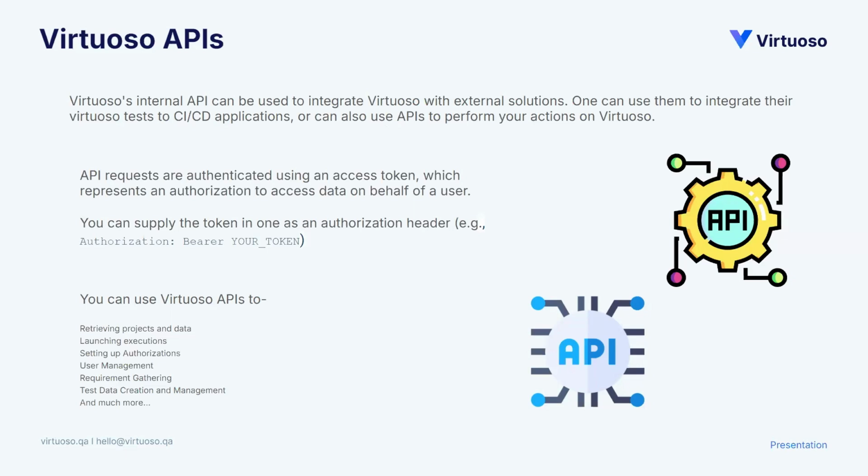Virtuoso APIs generally require just one token, which is located in your user page, and this token is to be used as a header, saying authorization, bearer, and then your token. And then we can use Virtuoso's APIs to retrieve projects and data, launch executions, set up authorizations, user management, requirement gathering, test data creation, and of course so much more that I couldn't write here. But yes, Virtuoso APIs are used in a lot of different ways.